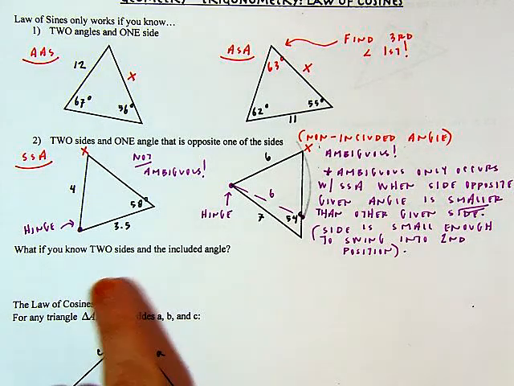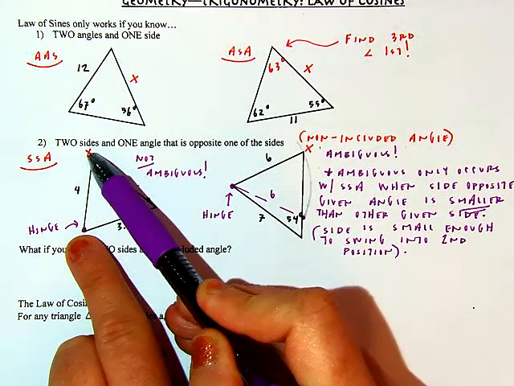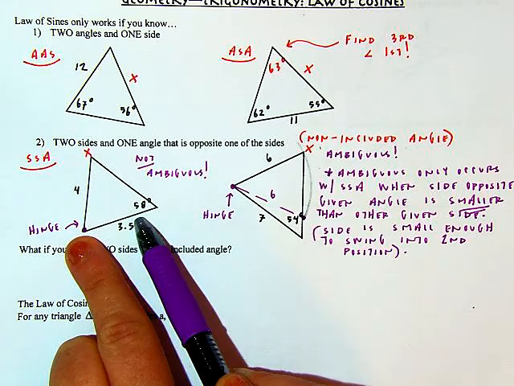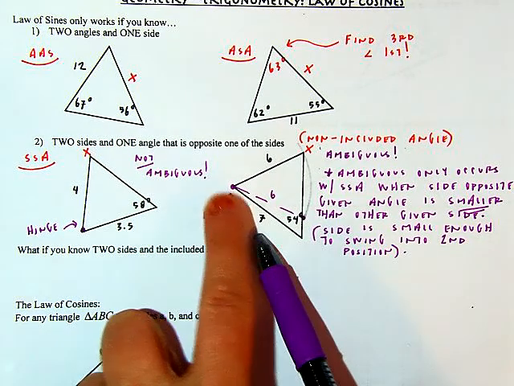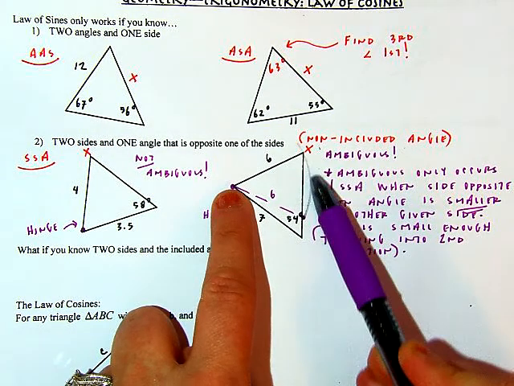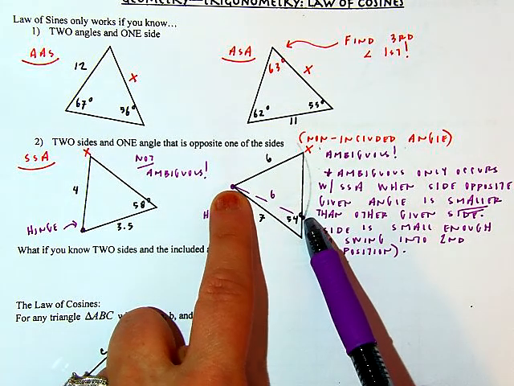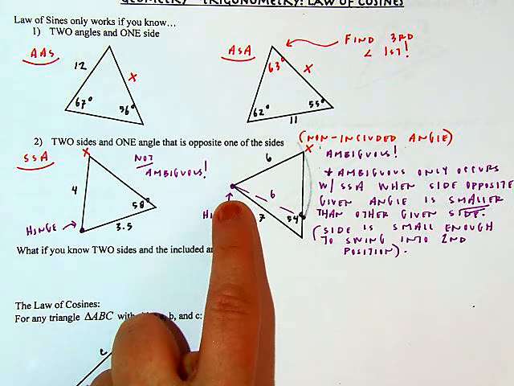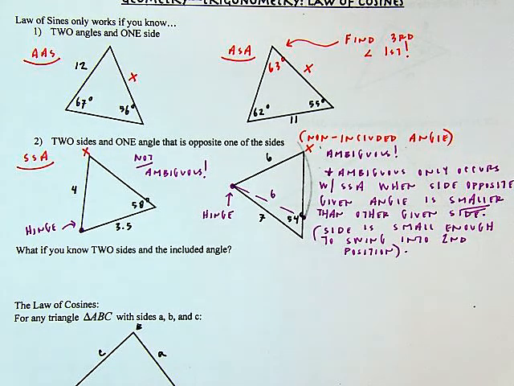So this first one, not ambiguous, that 4 was too big to swing into a second position and maintain that 58-degree pathway. But in this one, the 6 was small enough to swing right here and make a second looking triangle with the same given information. So that's what we mean by ambiguous, right? There's two very different looking triangles that could have the same information.